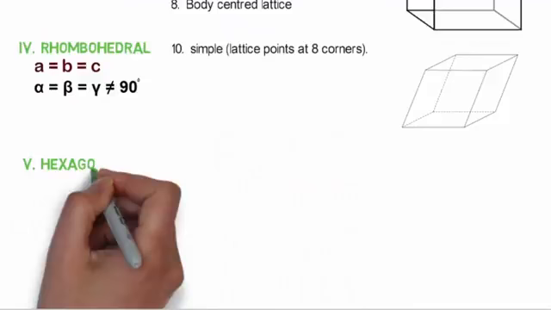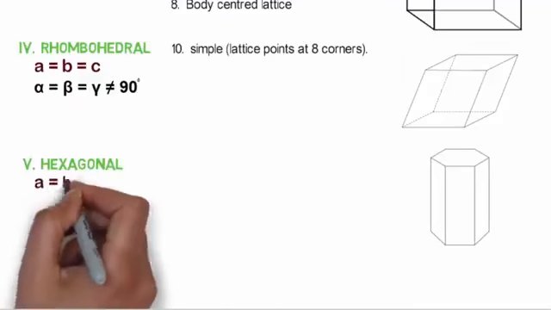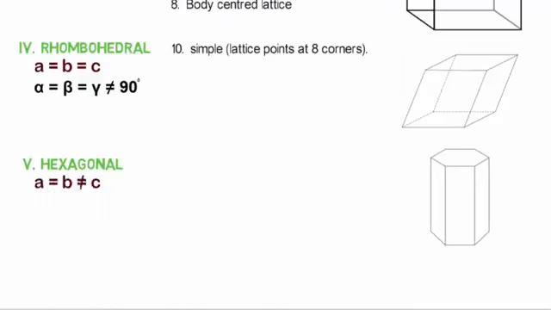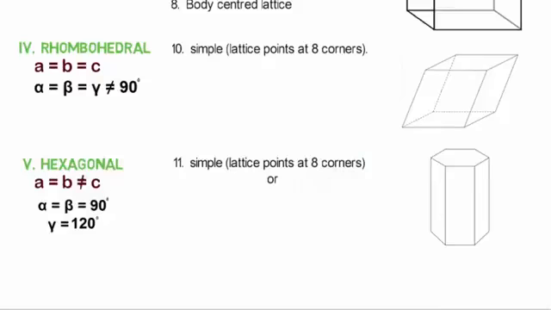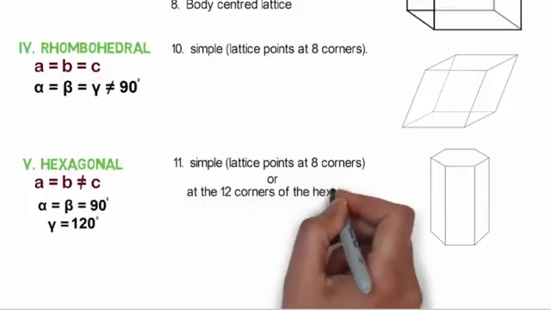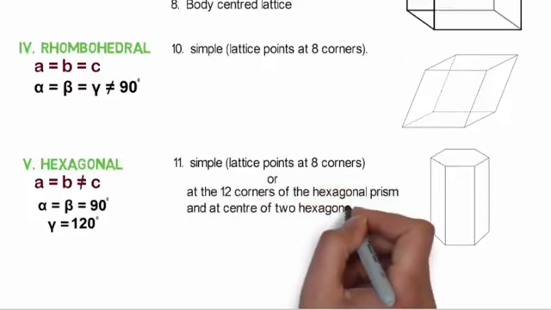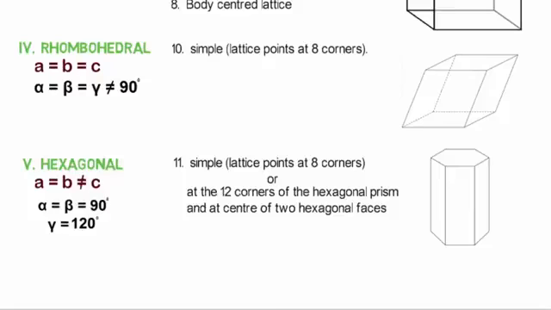The next one is hexagonal, where A equal to B but not equal to C, and alpha equal to beta equal to 90 degree, whereas gamma angle equal to 120 degree. The only possible lattice is simple cubic, in which lattice points are at 8 corners of unit cell or at the 12 corners of the hexagonal prism and at center of two hexagonal faces.